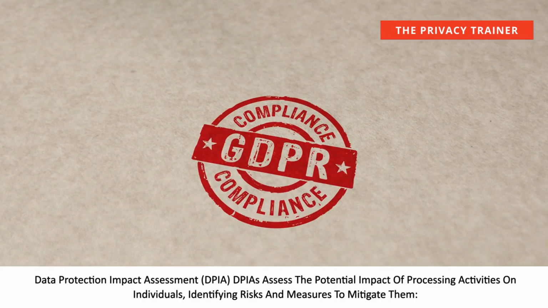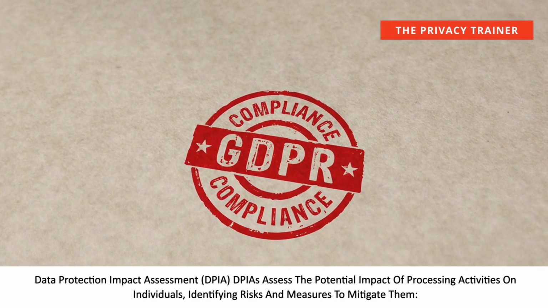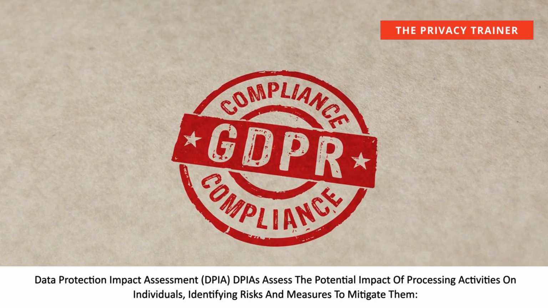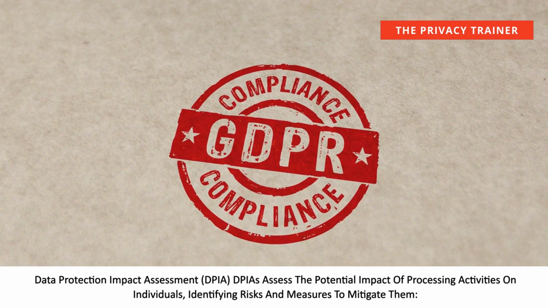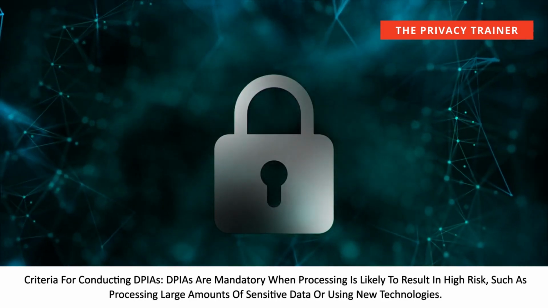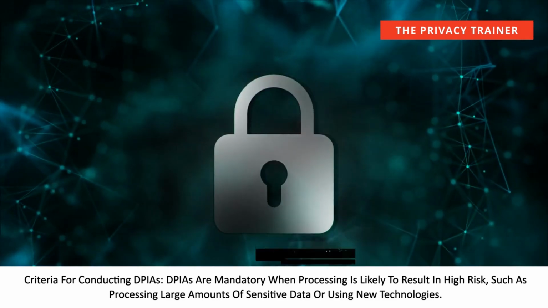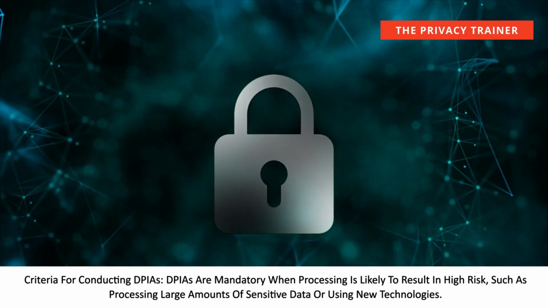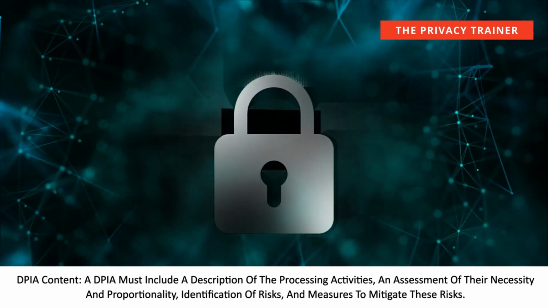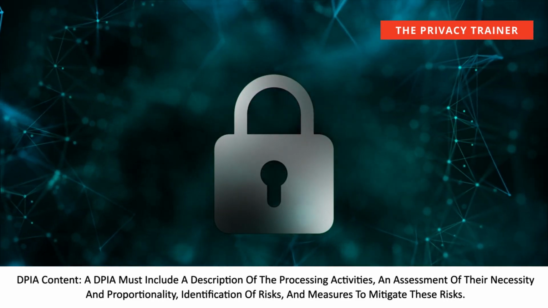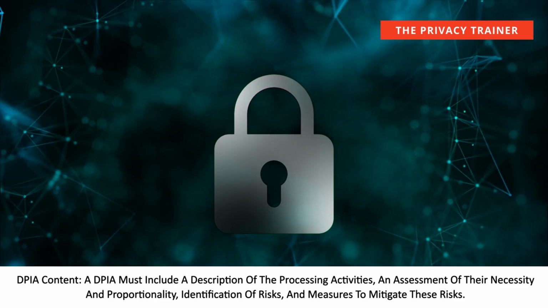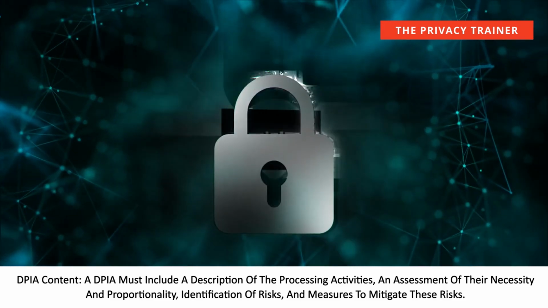Data Protection Impact Assessment, DPIA. DPIAs assess the potential impact of processing activities on individuals, identifying risks and measures to mitigate them. Criteria for conducting DPIAs. DPIAs are mandatory when processing is likely to result in high risk, such as processing large amounts of sensitive data or using new technologies. DPIA content. A DPIA must include a description of the processing activities, an assessment of their necessity and proportionality, identification of risks, and measures to mitigate these risks.